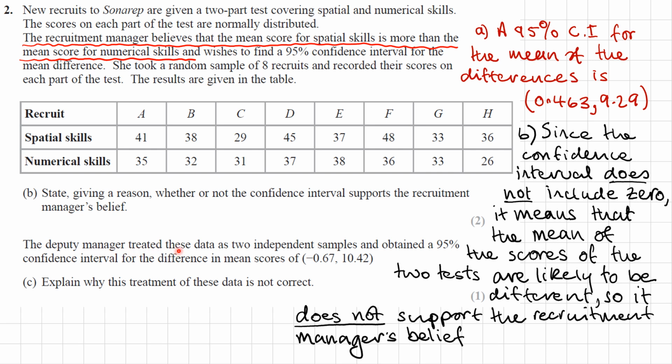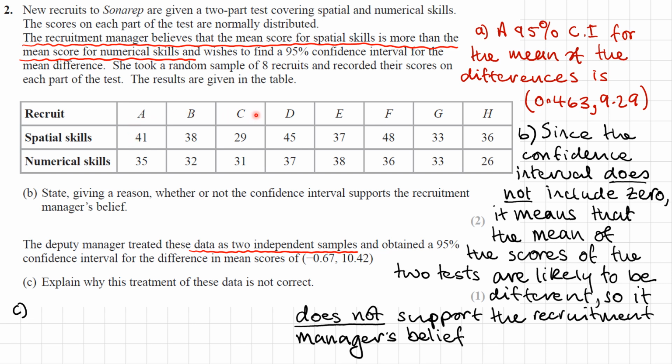The deputy manager treated these data as two independent samples and obtained a 95% confidence interval for the difference in mean scores of negative 0.67 to 10.42. Part C. Explain why this treatment of the data is not correct. So at first glance it seems like we've solved the problem of the confidence interval spanning 0. This does. But he said he's treated them, assuming this manager is a he, could be a she, as two independent samples. Now, are these samples independent?